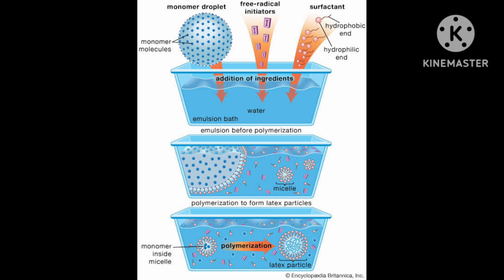If a mixture of two immiscible or partially miscible liquids is shaken, a coarse dispersion of one liquid in the other is obtained, which is called an emulsion. Correct? Okay.